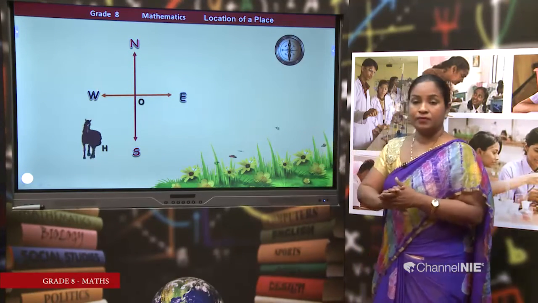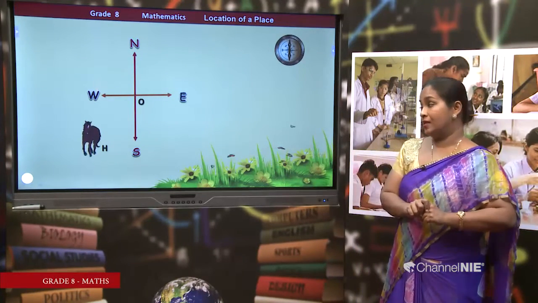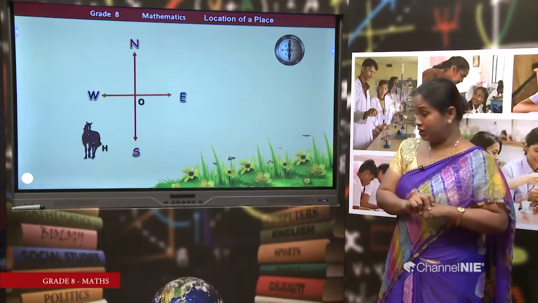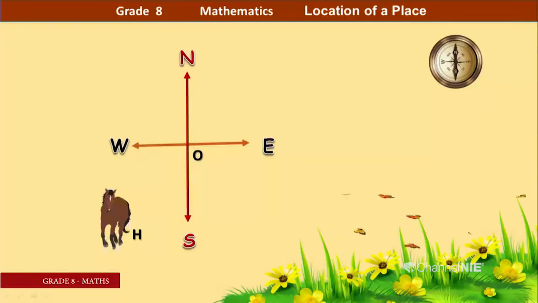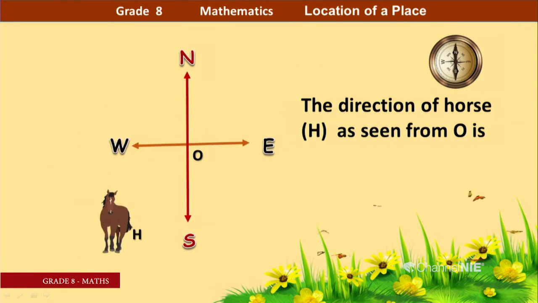Okay. What could you see? There is a horse at a position H. So, we are looking at the horse from O. The direction of the horse as seen from O is, we will see. Okay. First of all, we join the points O and H. Then we have to check the angles. We will see what happened here.